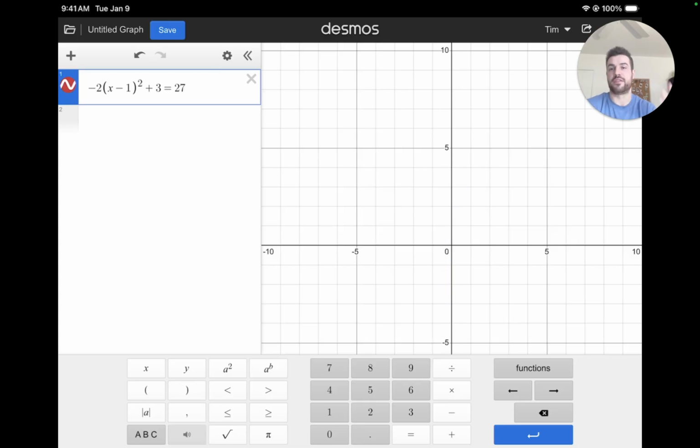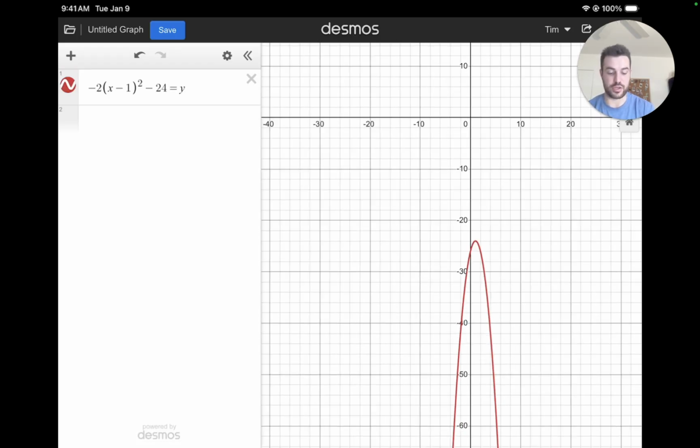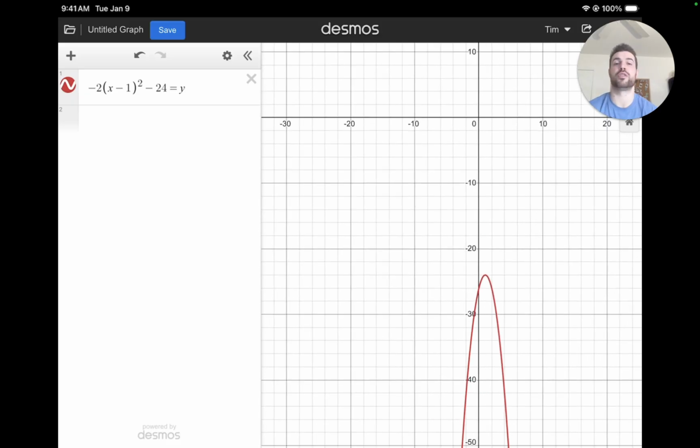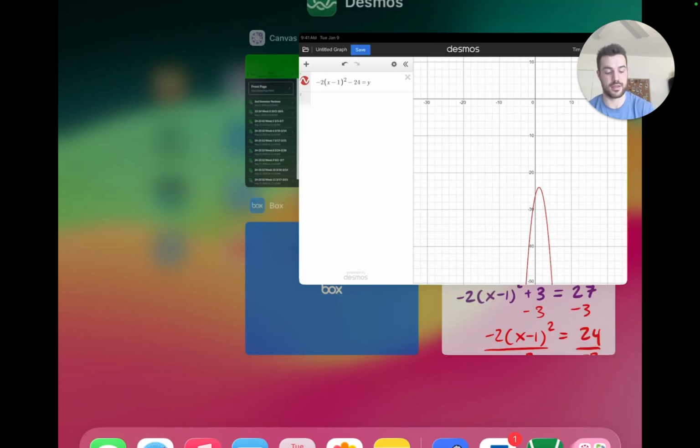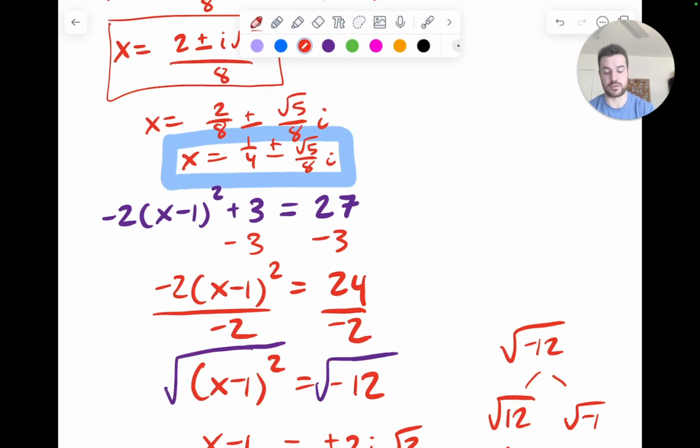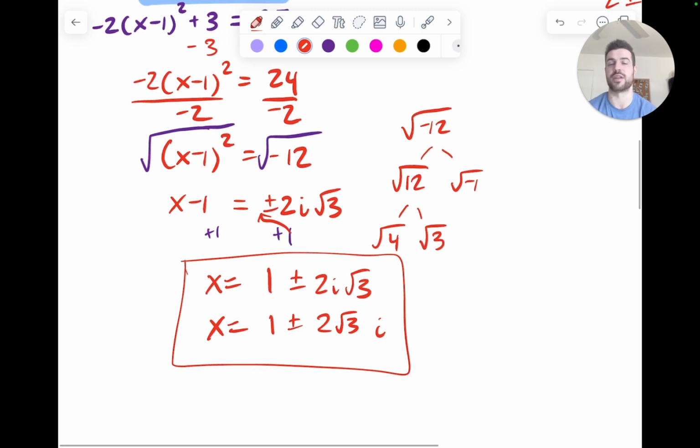And if I want to graph this, I'm going to move the 27 over, so I'm going to get minus 24 here equals y. Now if we look, my quadratic's all the way down here with no x-intercepts, so no real solutions, which is why our solutions here were imaginary. And that's going to be the case for every imaginary value. If you are to try to check by looking at the graph, then you are going to see that there are no x-intercepts, and therefore you should end up with a complex solution.